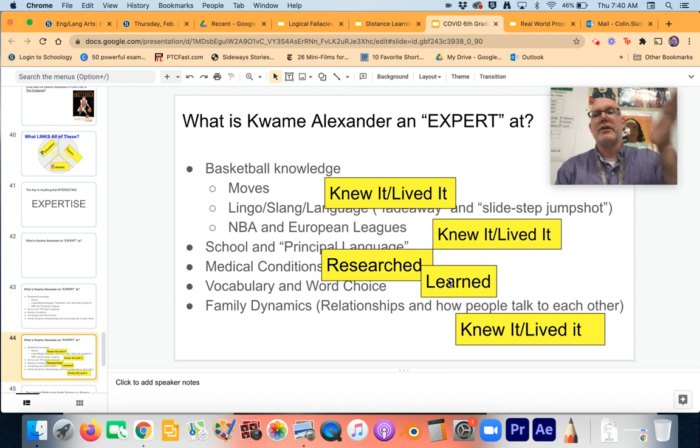Some, I'm sure he learned as he was writing this book. A lot, I'm sure he knew as he wrote over the years. And lastly, family dynamics and relationships, how people talk to each other, the way that family talked to each other. Obviously, he's lived it. He's known it. So this is what experts do.